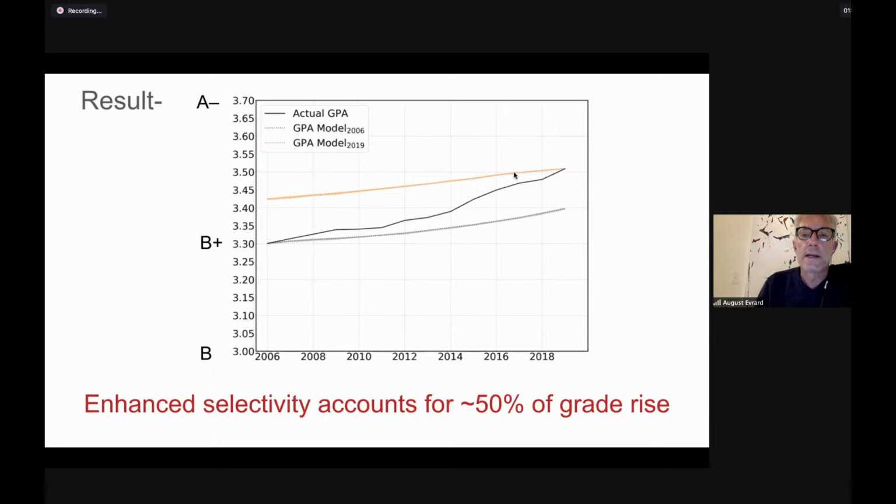This yellow line is we can play the same statistics game, but use our reference point as the end year, 2019, and then run the model backwards. And you see we get a little bit less of a fraction responsible to selectivity from running it backwards, but it's a very similar result. It's like 0.08 instead of 0.1.